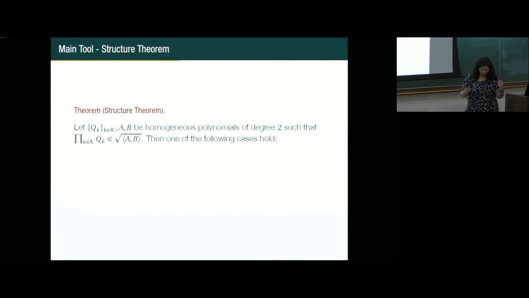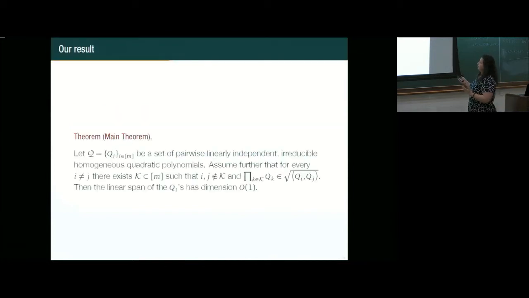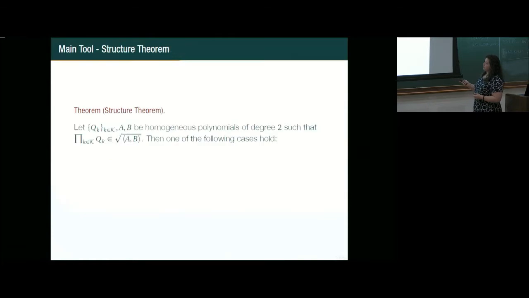I'll go over the main points of the proof. I know in this theorem I have this local condition, and the first step was to understand this better. How can it be that a product of several polynomials is in the radical generated by two other polynomials? So the first theorem is what we call the structure theorem, that takes this local condition and gives us a more concrete thing to work with.